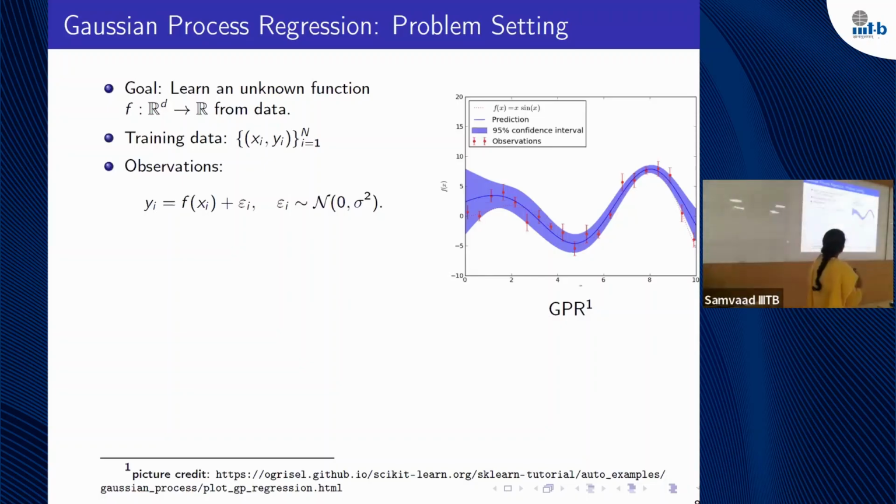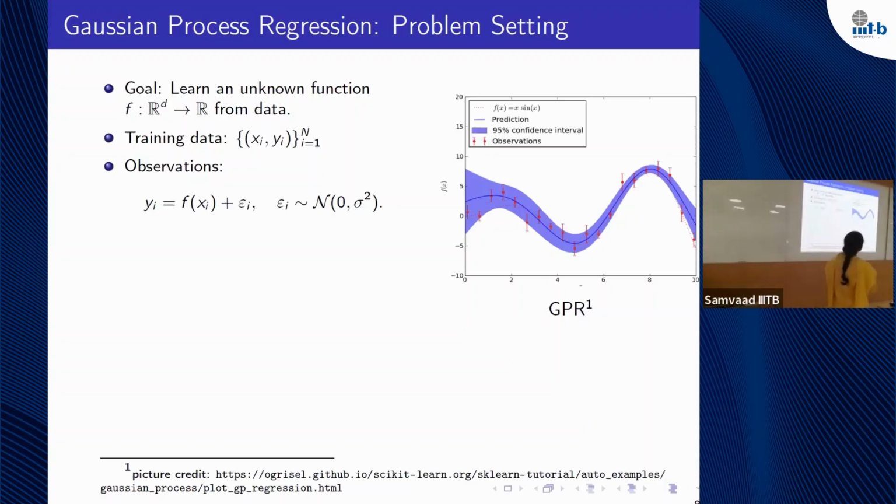But here, the observations yi are not just f of xi, but they involve some noise term as well. So my training data involves some x's, which are these features, and the corresponding observations. The observations are coming from some function f of xi, but there is also some added noise to it. And I'm going to model this noise using a Gaussian distribution with mean 0 and variance sigma square.